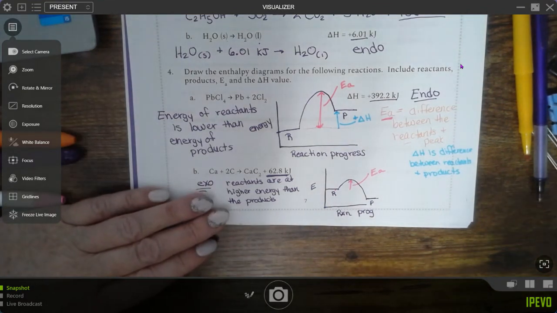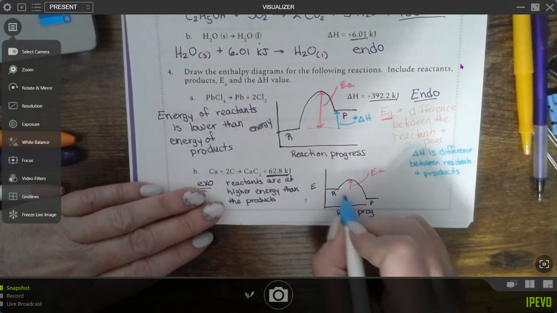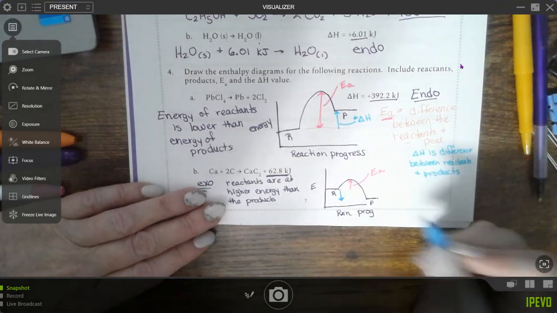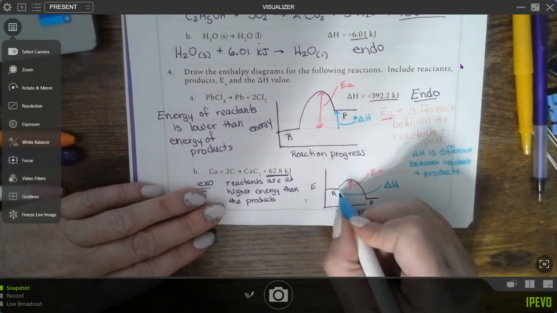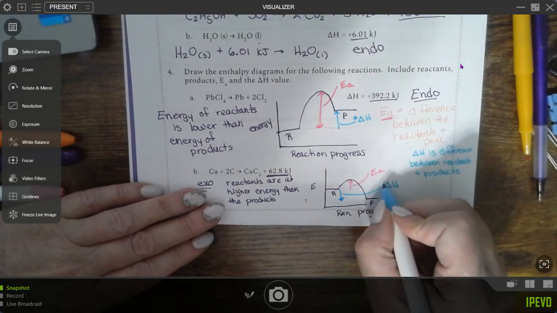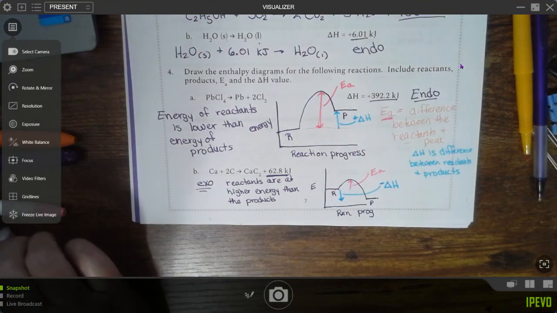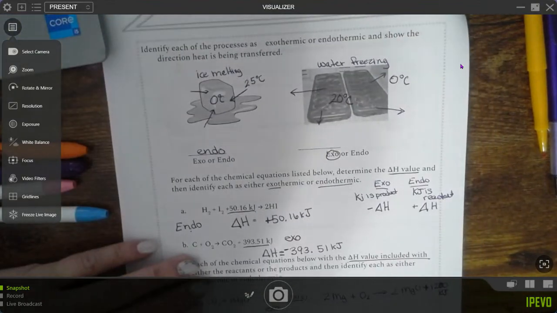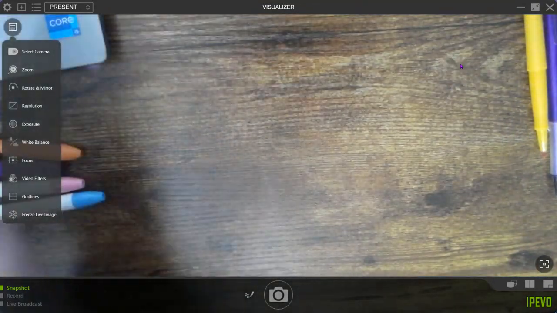My delta H, my change in enthalpy, is going from the energy level of the reactants to the products. Now, if I draw the arrow from the reactants down to the products, I'm going down. Delta H is negative for an exothermic reaction. All right. So I think that takes us through a couple of the examples.